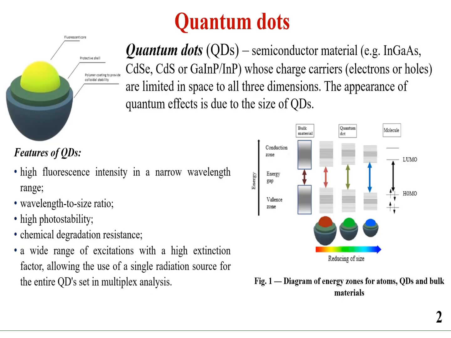Technologies using semiconductor nanoparticles are gradually finding their application in completely different scientific fields: medicine, printing, photovoltaics, electronics. Quantum dots are semiconductor materials whose charge carriers are limited in space in all three dimensions. Quantum dots have a number of unique optical properties, such as high intensity of fluorescence in a narrow wavelength range, high photostability, resistance to chemical degradation, and so on.